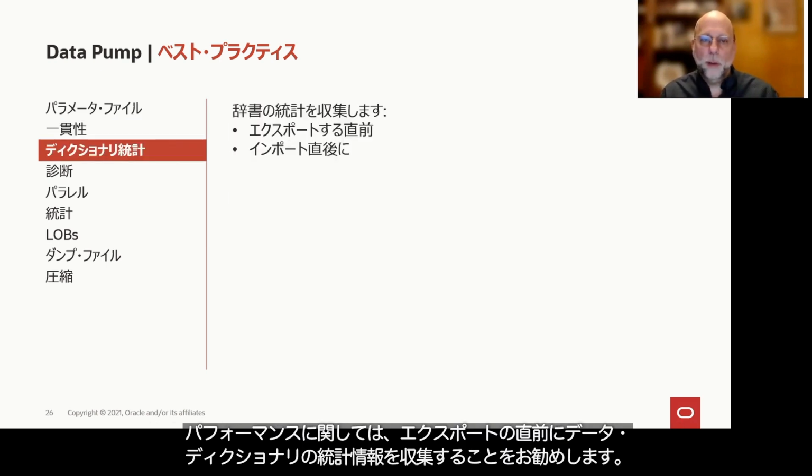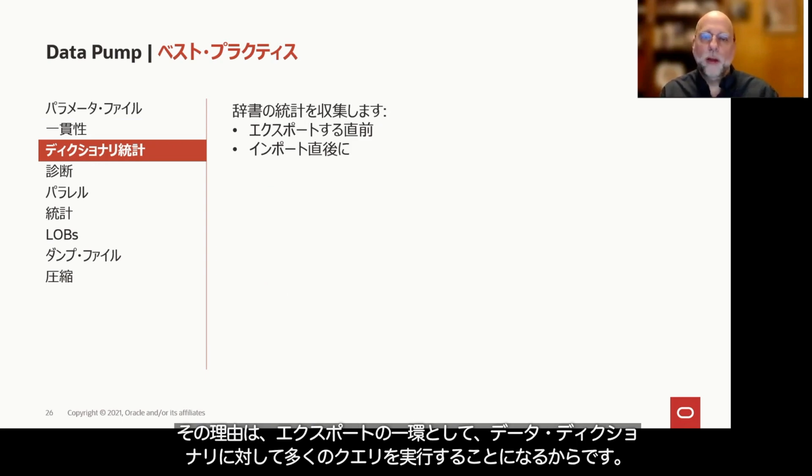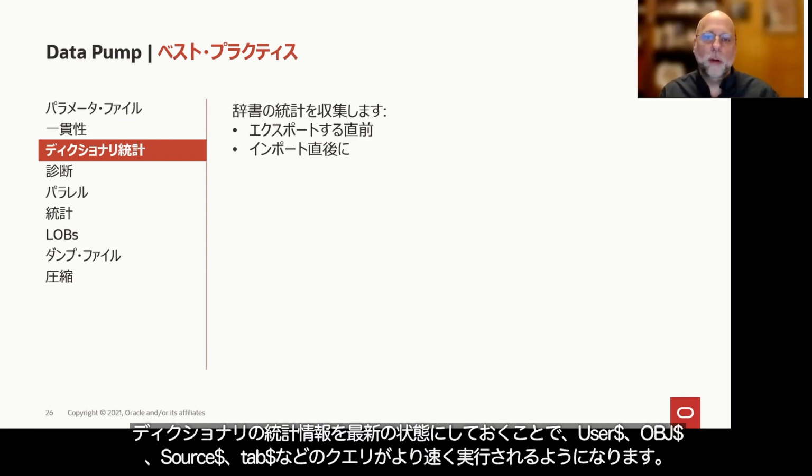In terms of performance, it's a really good idea to gather dictionary stats right before an export. The reason for that is that we're going to be performing a lot of queries on your dictionary as part of that export. So by having the dictionary stats good and current, our queries on user$, obj$, source$, tab$, and so on will just run that much faster.